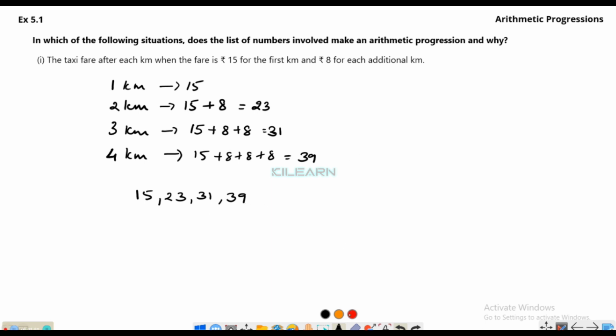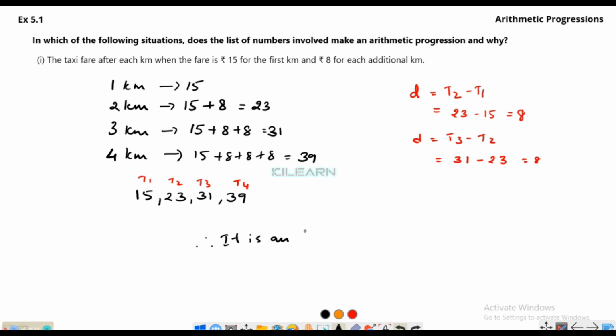If I check the differences here, how do I find the differences? T2 minus T1. We consider these as T1, T2, T3, T4. So T2 is 23 minus 15, so I get 8. In the same way, for T3 minus T2, that is 31 minus 23, again 8. As you see now, the differences are the same. We can say that it is an AP.